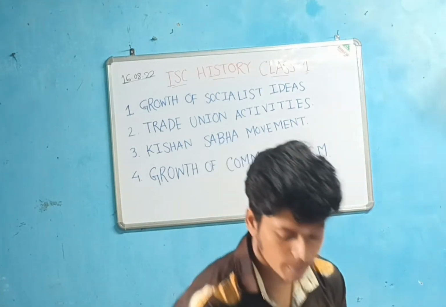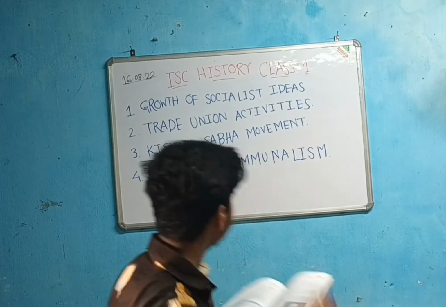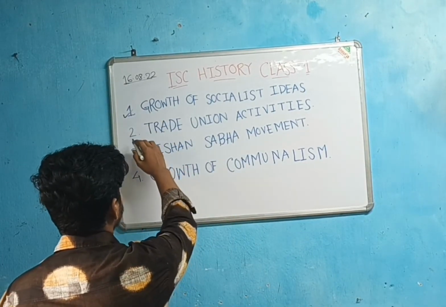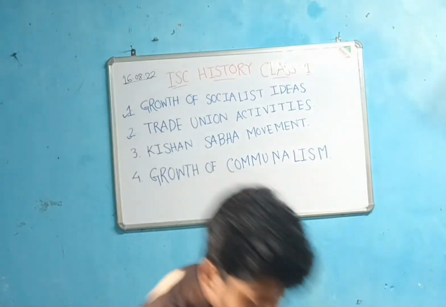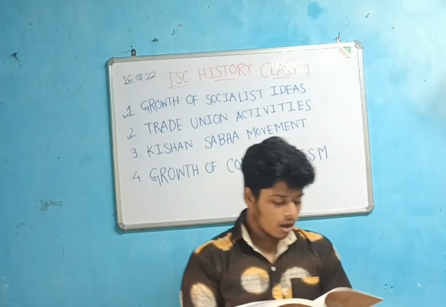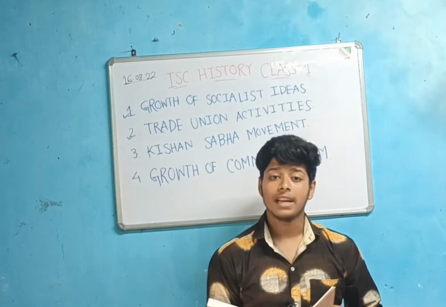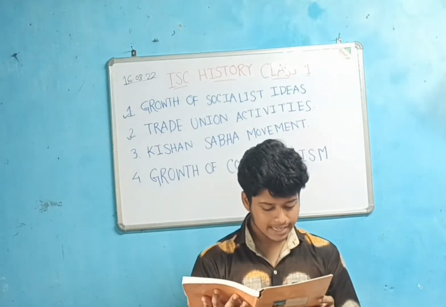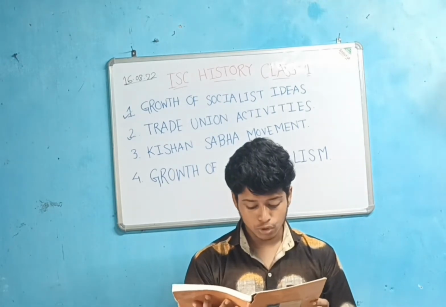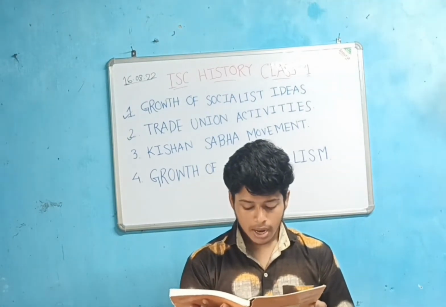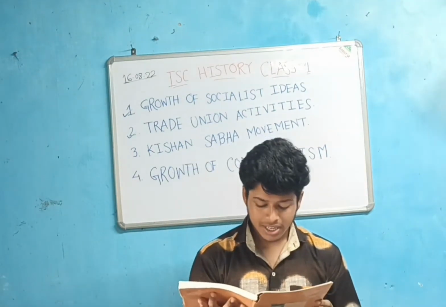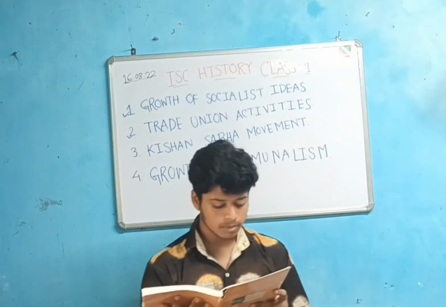So the topics we have covered, let us tick them. What is the growth of socialist ideas? Now we'll move forward to the trade union activities. What were the main centers of trade union activities at that time? Bombay and Calcutta were the main centers of the textile, jute and tea industry. Naturally, these two regions had the maximum working class population. The working and living conditions of these workers were miserable.